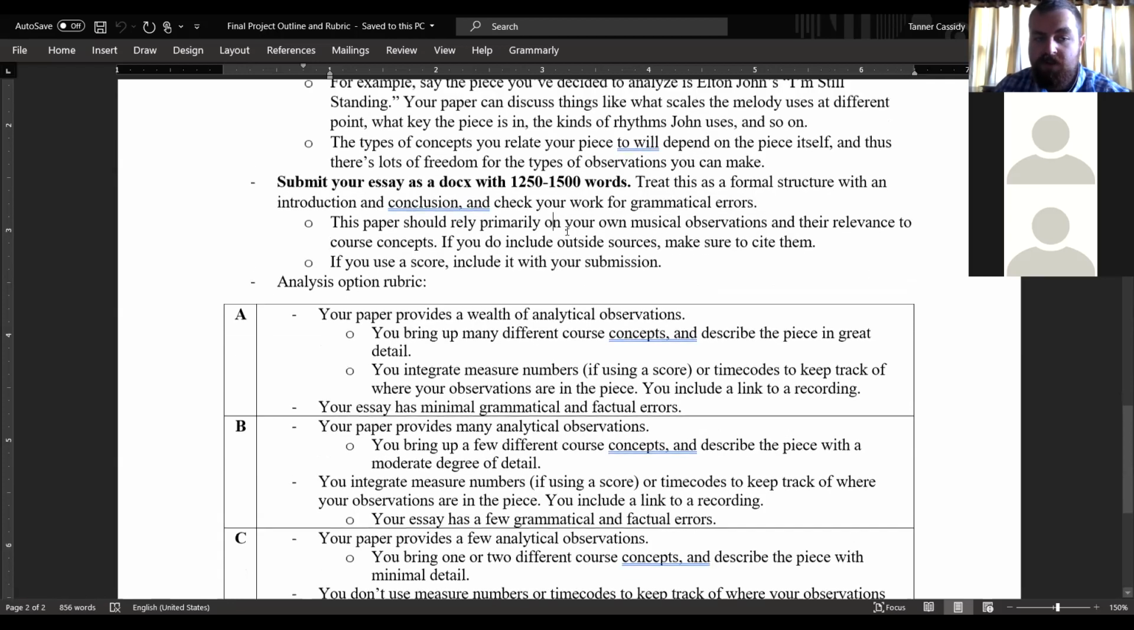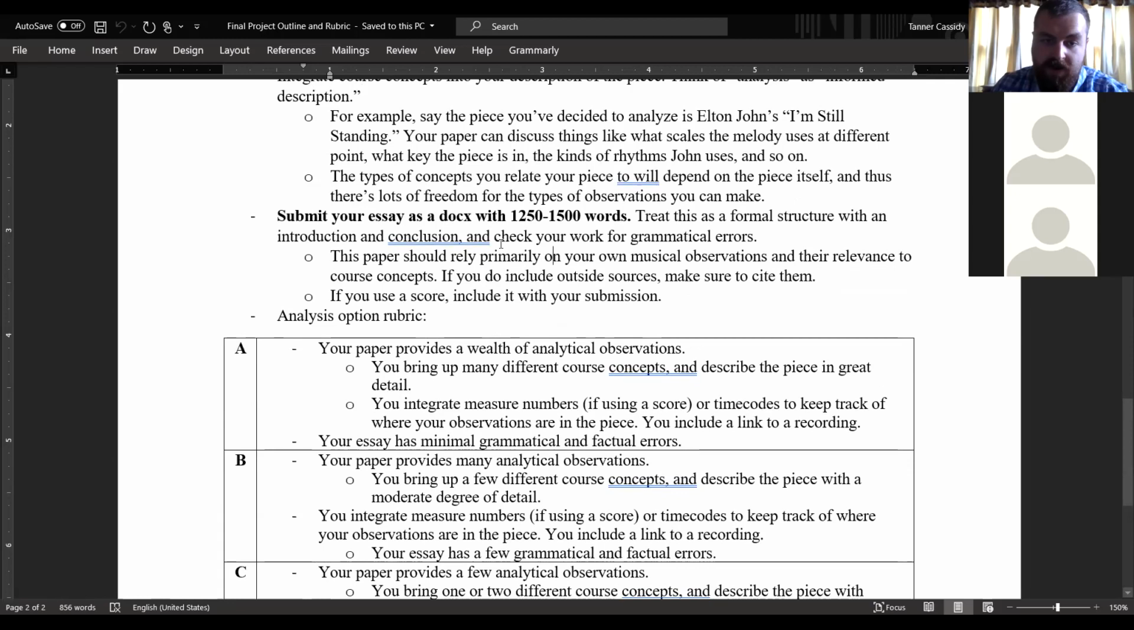It's a formal structure with an introduction and conclusion. Check your work for grammatical errors. I'm okay if your tone is a little bit more relaxed, as long as it's got a formal structure. It should rely primarily on your musical observations and their relevance to course concepts. If you include outside sources, cite them. If you want to pull up an interview where somebody talks about how they wrote the piece, fine, cite it. If you use a score, include it. So attach a PDF.